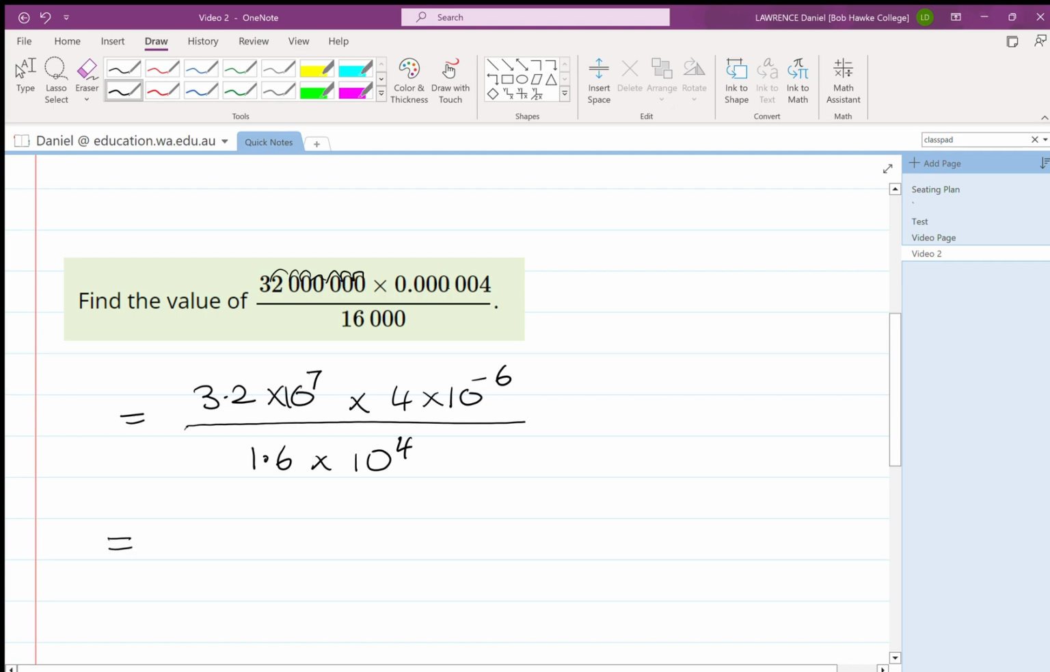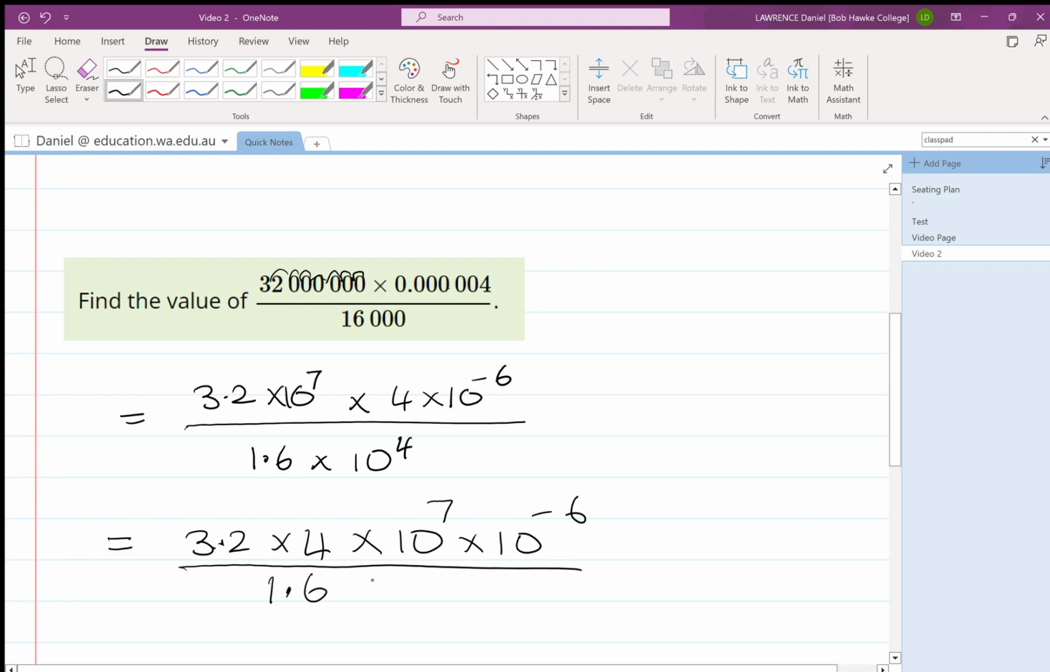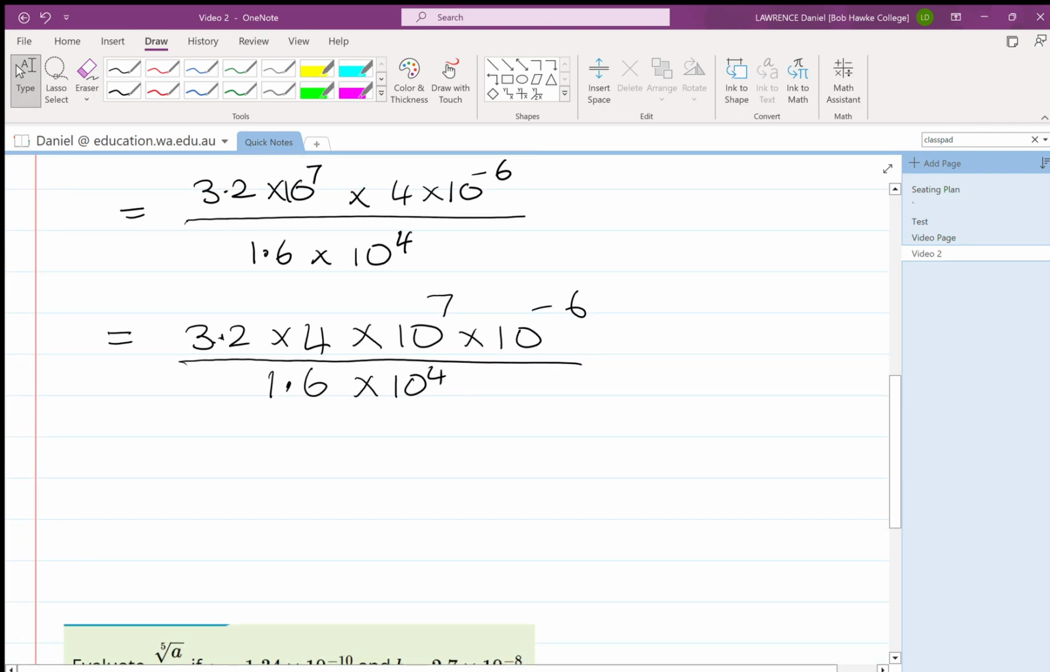This then equals, we can move these around and go 3.2 times 4 times 10 to the power of 7 times 10 to the power of negative 6 over 1.6 times 10 to the power of 4. Let's give ourselves some more room here. This will equal 4 times 3.2 is 12.8 times 10 to the power of 1.